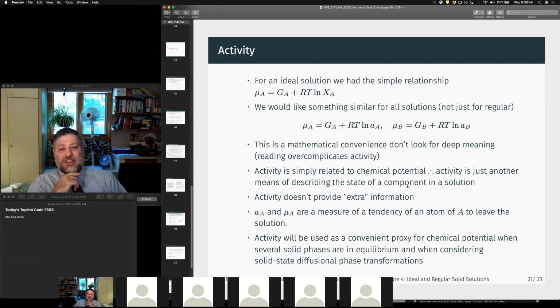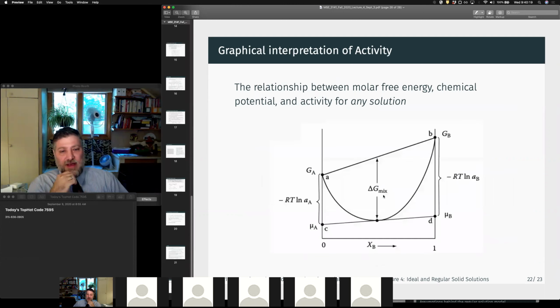The activity is just another variable. It doesn't provide any extra information. Both the activity and the chemical potential are measures of the tendency of atom A to leave our solution. And depending on what we're doing, the activity can become a convenient proxy for the chemical potential, especially when we're talking about solid state diffusional phase transformations later on. So just keep that in mind.